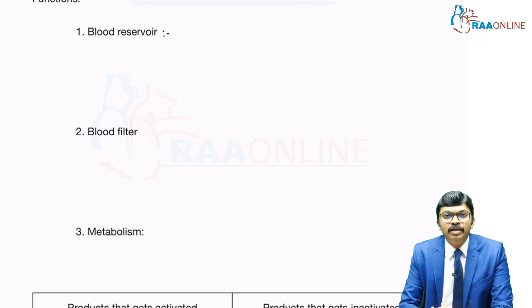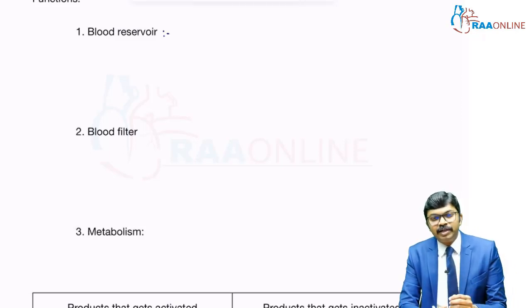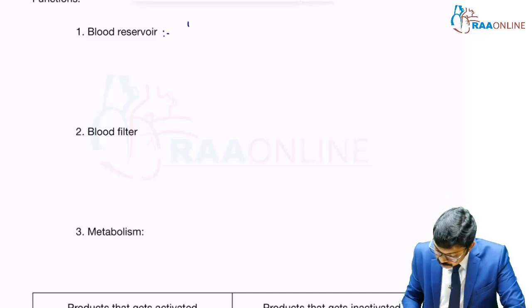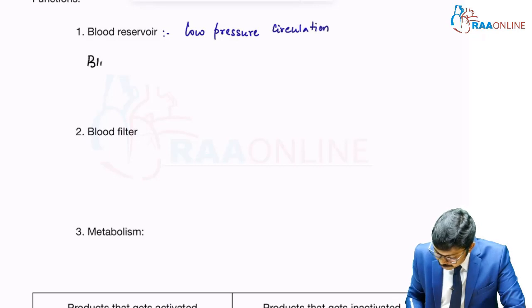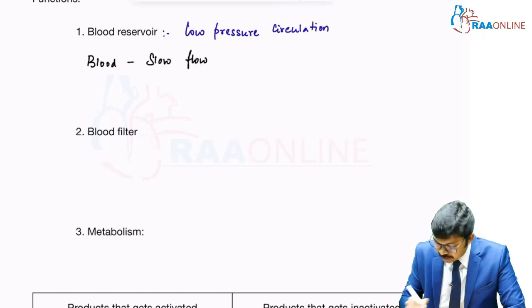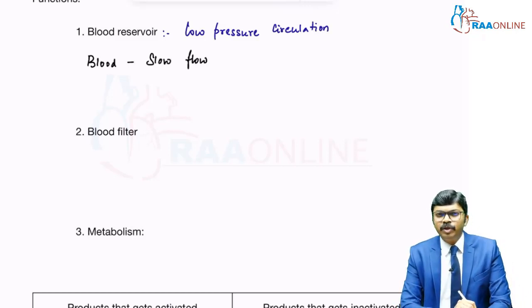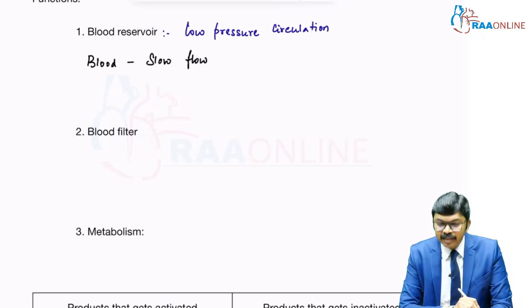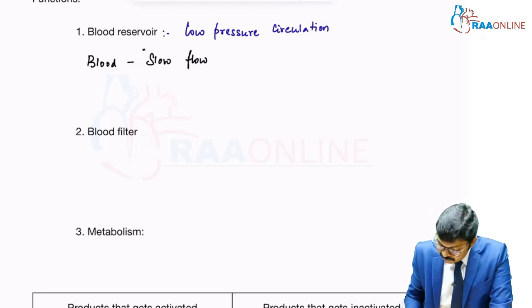In the very same way, we just learned that pulmonary circulation is a low pressure circulation. Because pulmonary circulation is a low pressure unit, blood practically remains stagnated and the flow is going to be quite slow. As a consequence, pulmonary circulation acts as a blood reservoir as well.